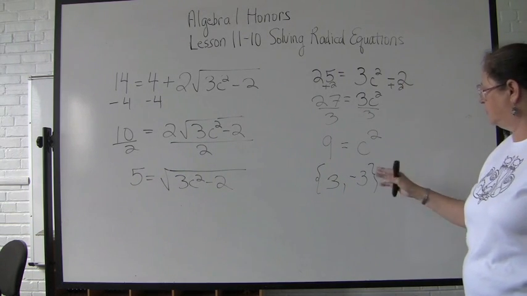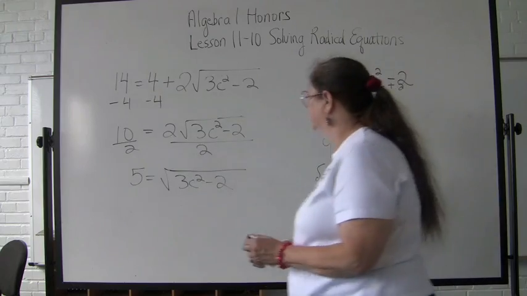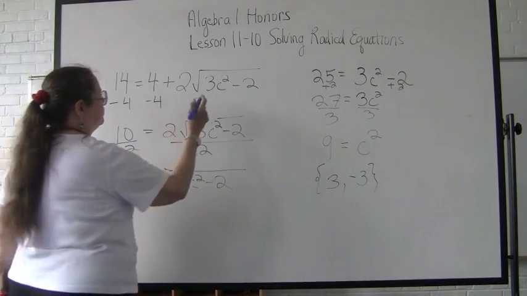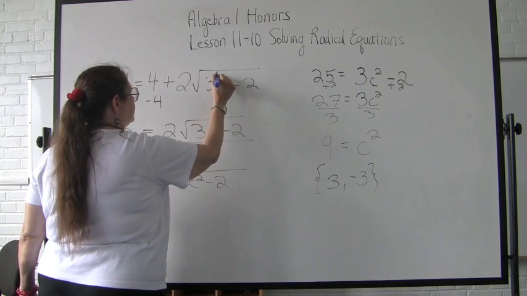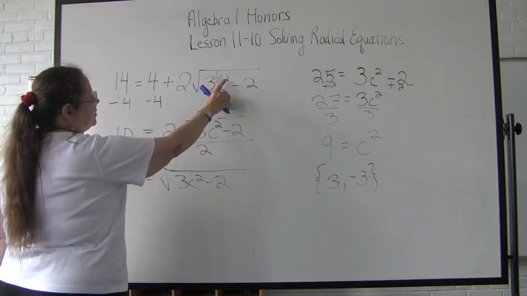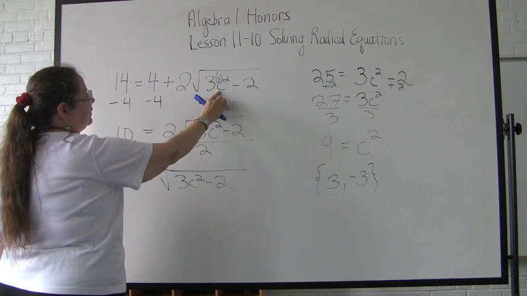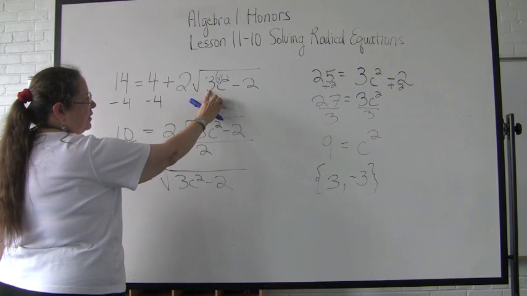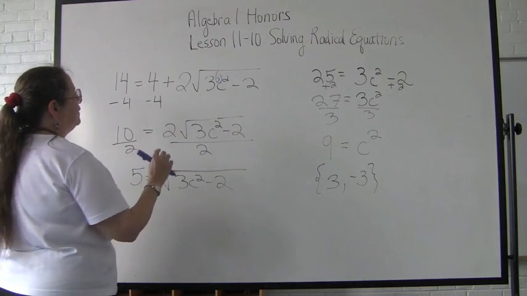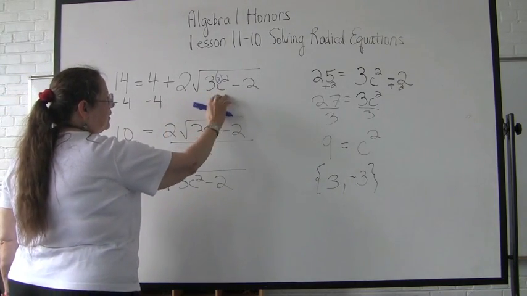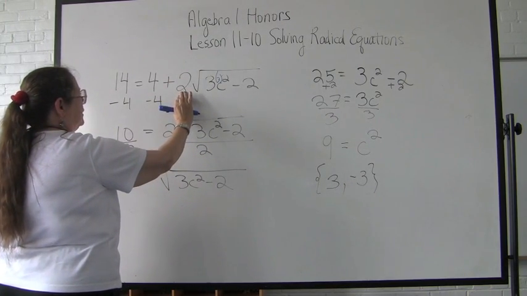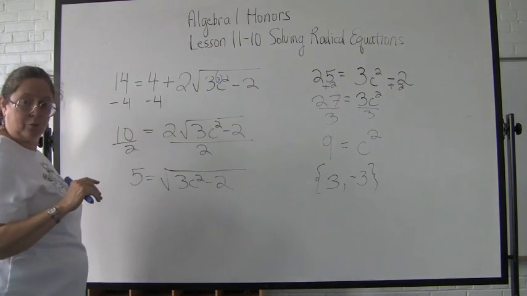So if I take my positive 3 and fill it in for c here, I'm going to have 3 squared, which is 9. 9 times 3 is 27. 27 minus 2 is 25. Square root of 25 is 5. 5 times 2 is 10. Plus 4 is 14. That one works.